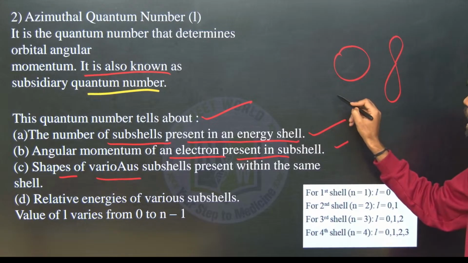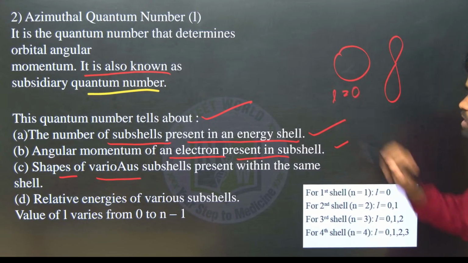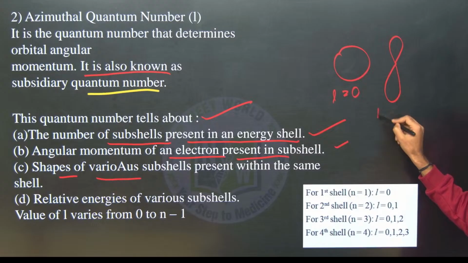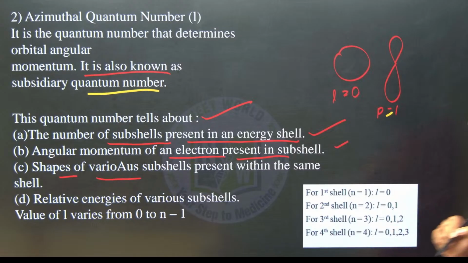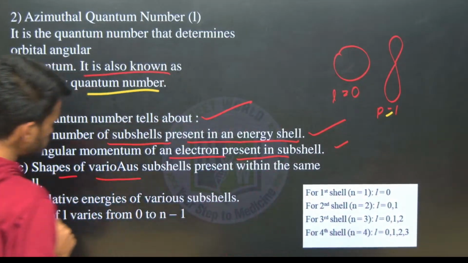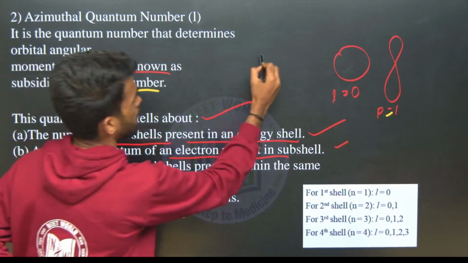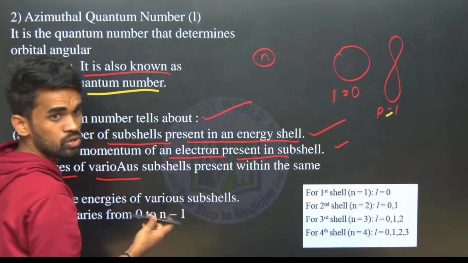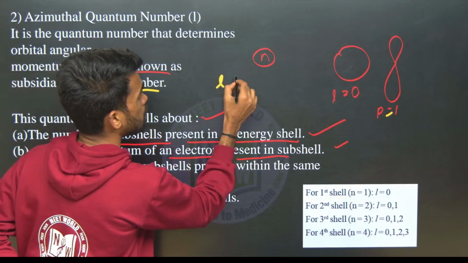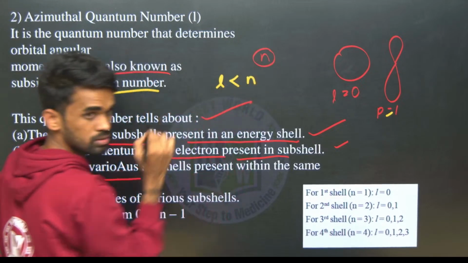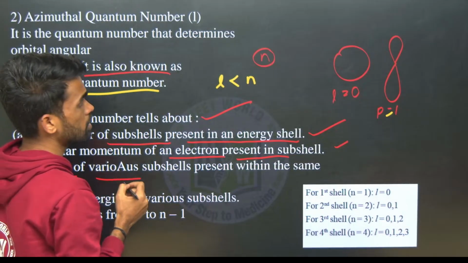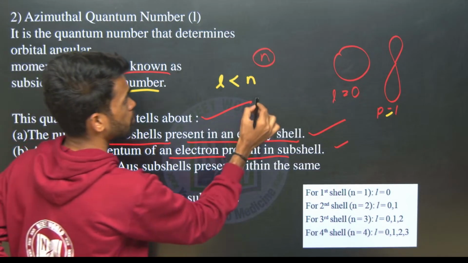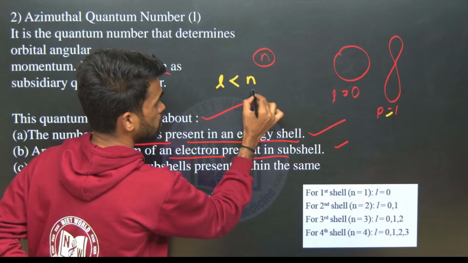So for s, what is the L value? I told you 0, and for p 1, for d 2, like that you should write. Now, for a particular n value, L will always be lesser than n. Always less. For example, n equals 2 I am writing.